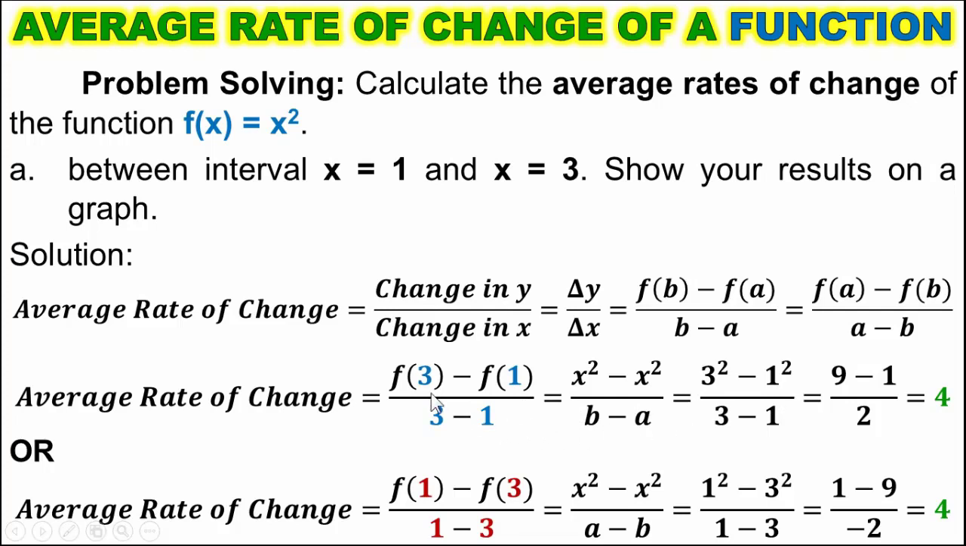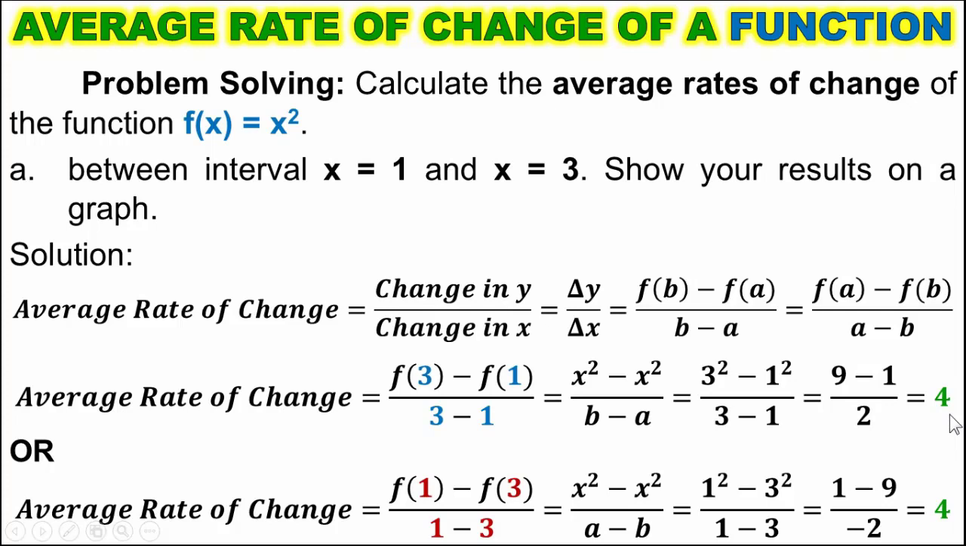The value of 3 will be substituted to that b, and the value of 1 will be substituted to that a, and then the denominator will become 3 minus 1. The result of the quotient is positive 4. Therefore, the slope is 4.